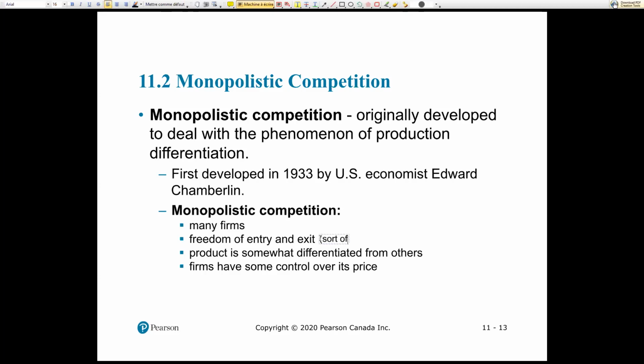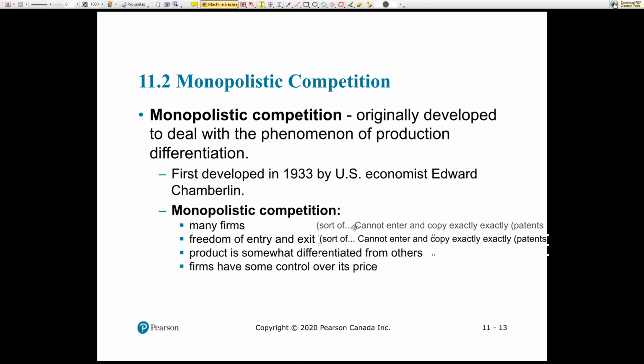But you cannot enter and copy exactly somebody else, because you have things like patents, rights, copyrights.